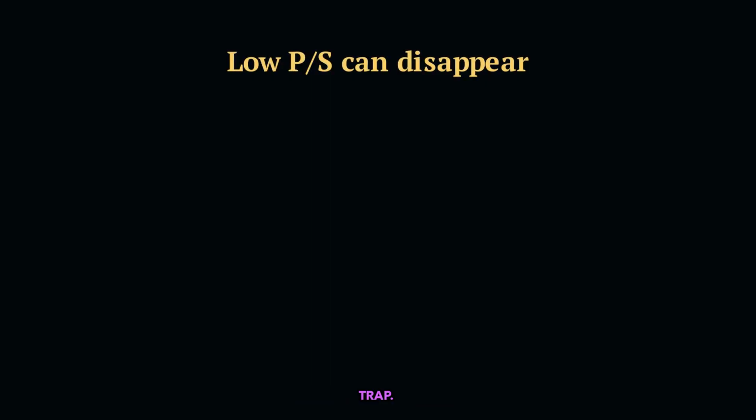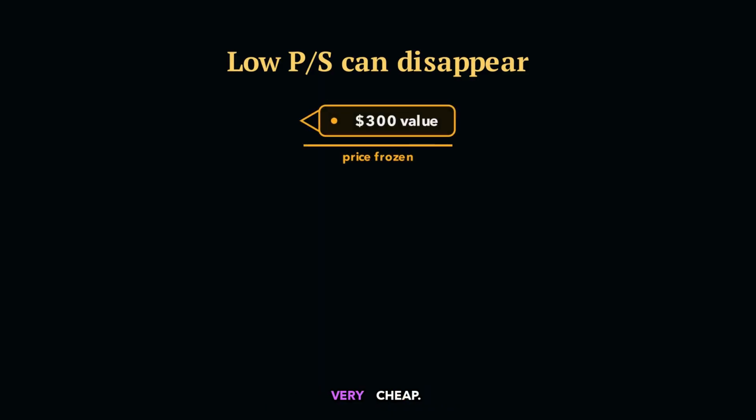Here is the second trap. A company is valued at $300. Last year it had $300 of sales. That looks like PS of 1. Very cheap. But what if last year was not normal?